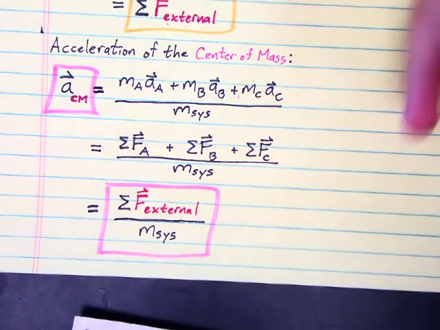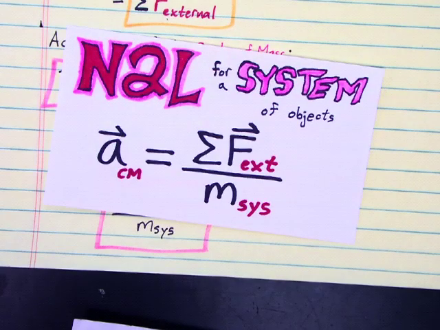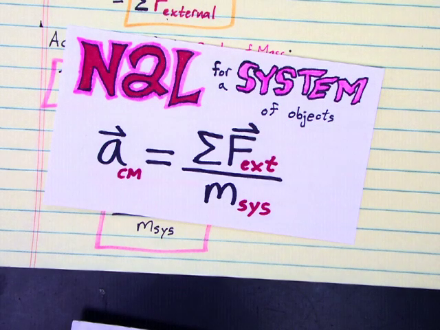Okay, so that's our derivation of our new version of Newton's second law for a system of objects. And in the next video, we'll consider the implications of this law and look at some illustrative example scenarios.